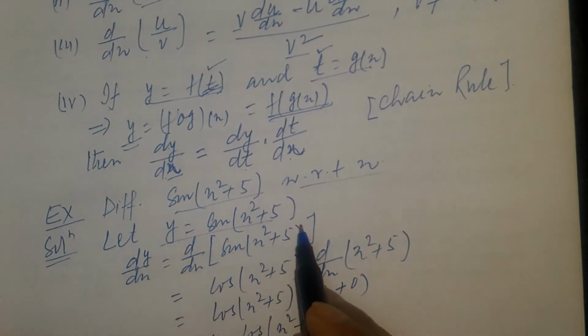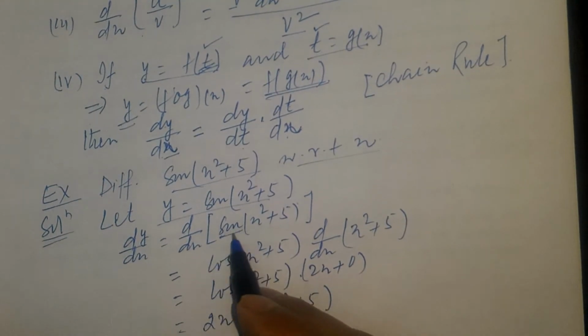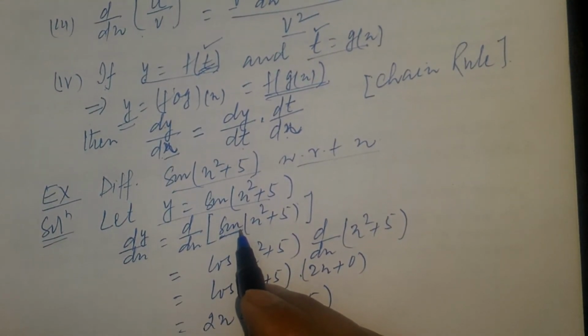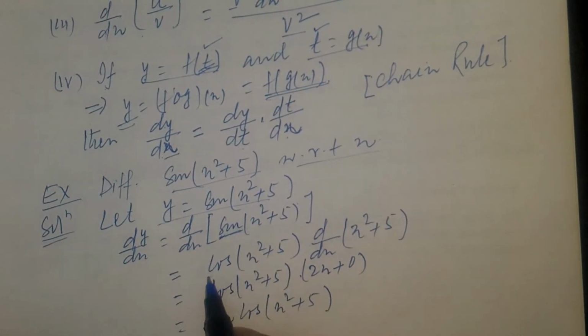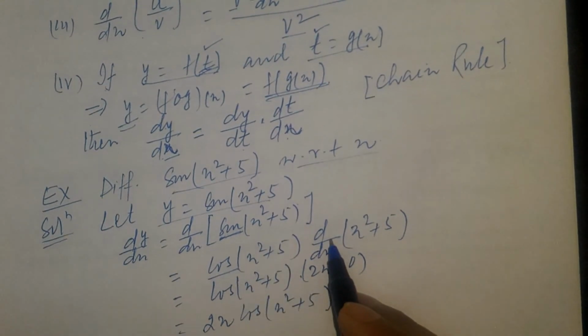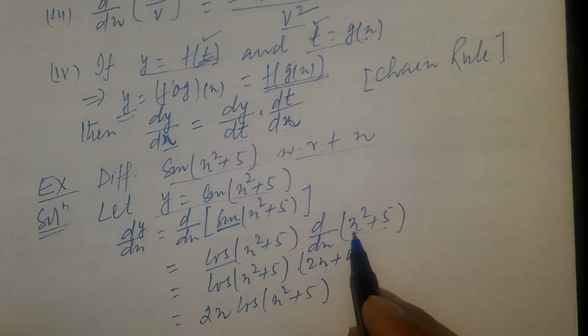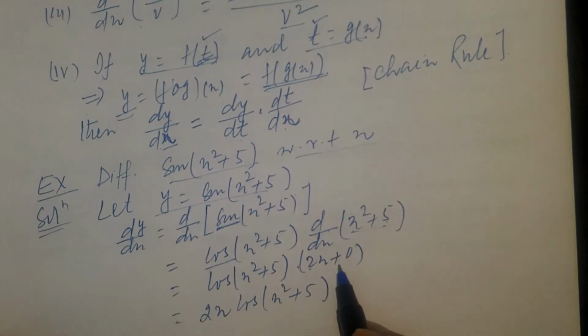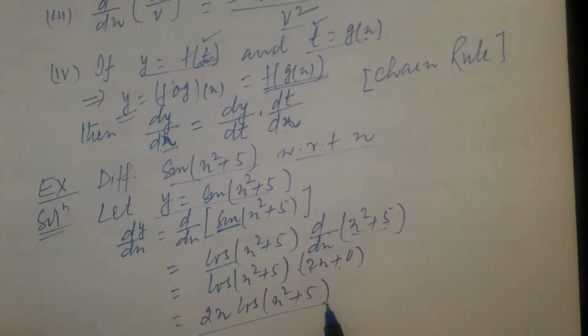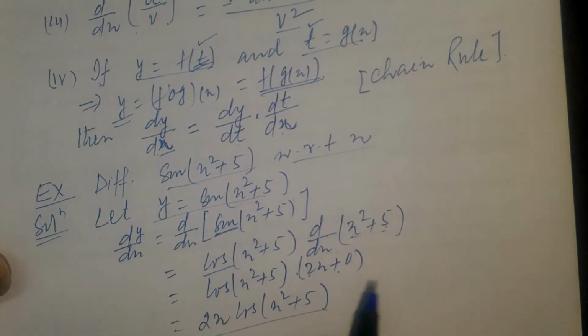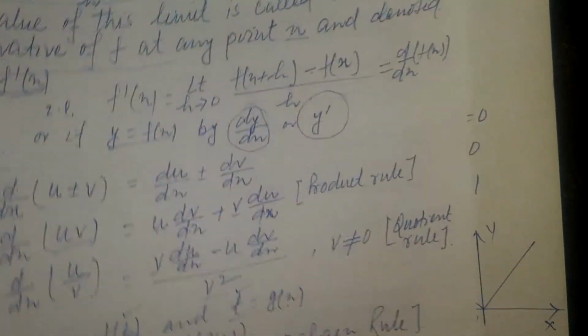So we want to find the derivative of y. The outer function is sine. Let us write the derivative of sine. We know the derivative of sine is cos. And then we'll find the derivative of the inner function. The inner function is x square plus 5. The derivative of x square is 2x and of 5 is 0. So we can write 2x cos of x square plus 5.